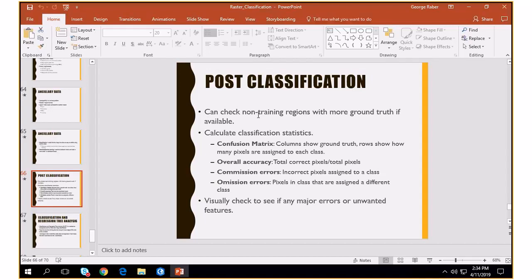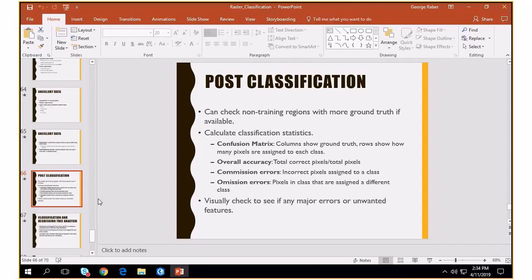So your overall accuracy is just the amount of pixels you got right in your withheld training and non-training data. And then we've got commission errors and omission errors. These are the ones that you either incorrectly assigned to a class they weren't in, or if you look at that the other way, there are pixels in a class that were assigned to a different class.